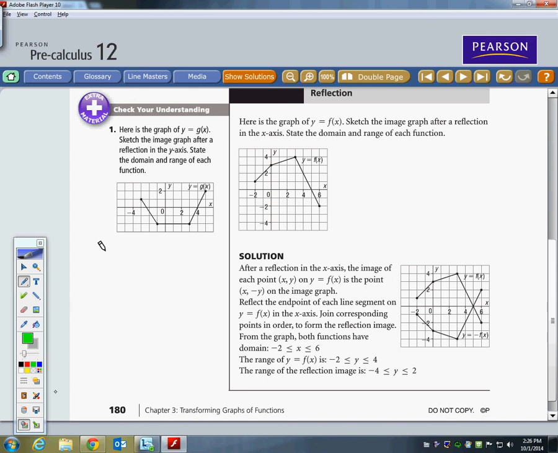There's the check your understanding. I'm going to pause here because we're giving the announcements. I'm going to ask you to do the check your understanding, and then when I come back, I'll show you the answers.